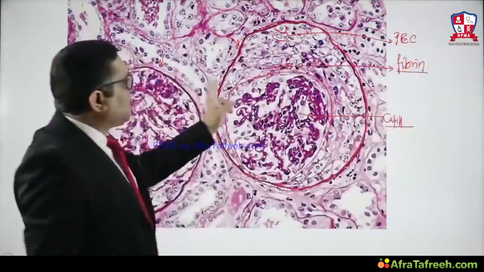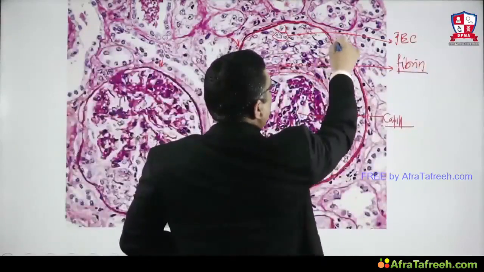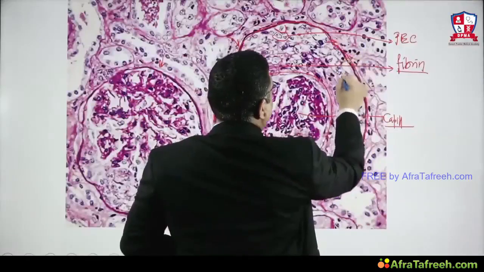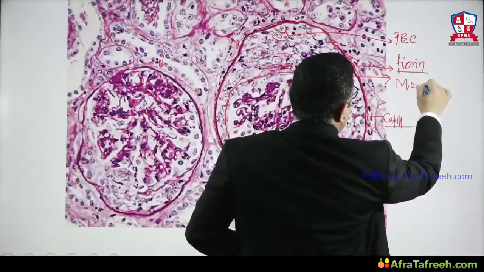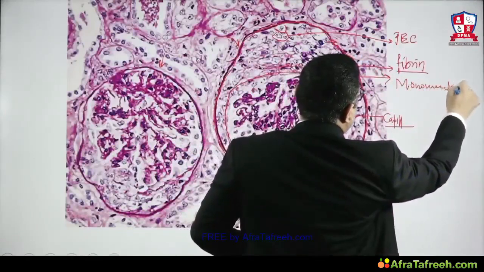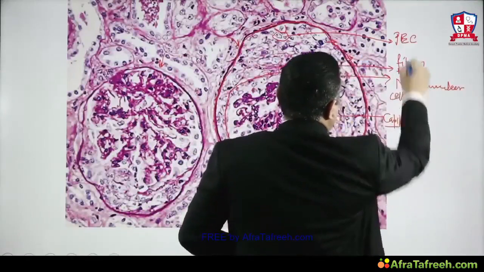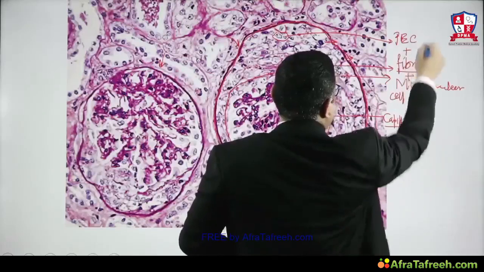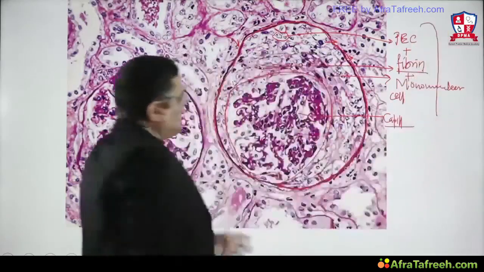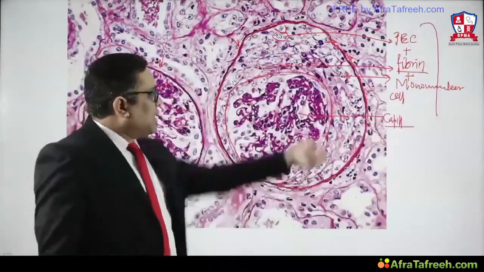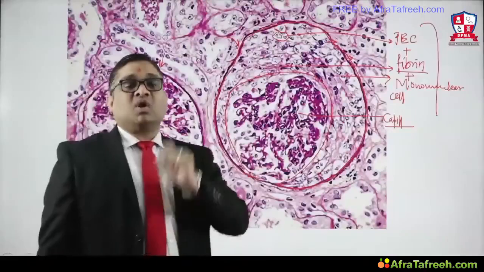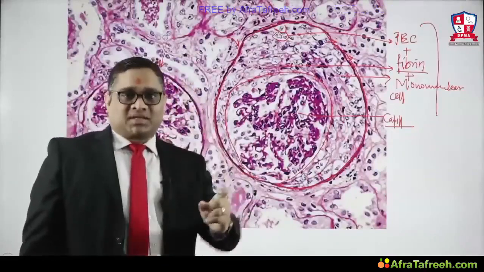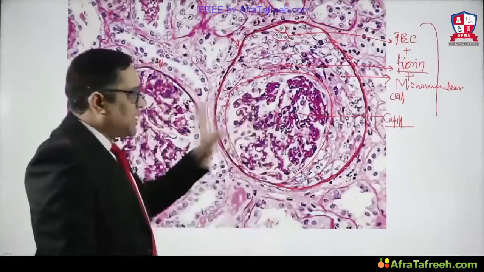So this pink color material is the fibrin. And what are these smaller cells? So these are mononuclear cells, or you can say monocytes. So parietal epithelial cell plus fibrin plus mononuclear cell, and that is what we call a beautiful appearing crescent in light microscopy of the RPGN, which is the most characteristic histological finding of the RPGN, right?